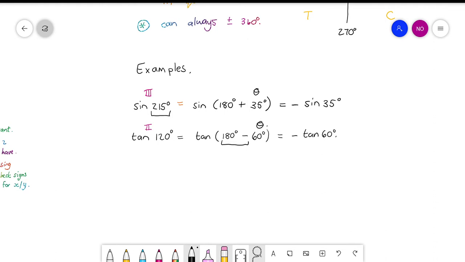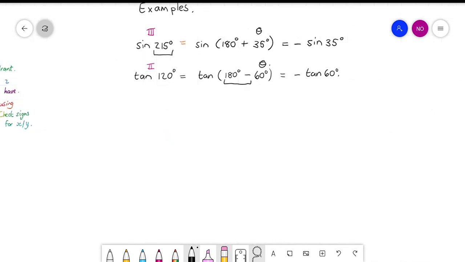Okay, so let's do one with a negative angle.